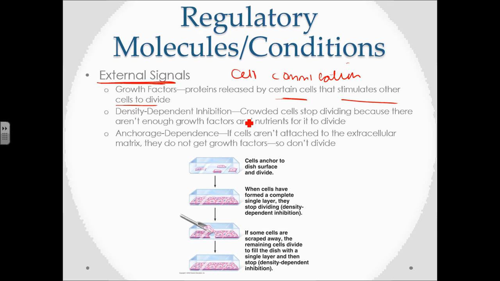Density-dependent inhibition, crowded cells will stop dividing because there aren't enough growth factors and nutrients for it to divide. And anchorage-dependent, if cells aren't attached to the extracellular matrix, they will not get growth factors, so they won't divide. So there are normal ways that growth factors are used to either regulate or not regulate cell division.